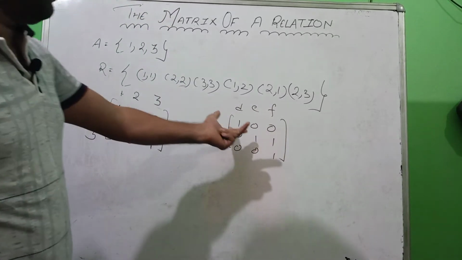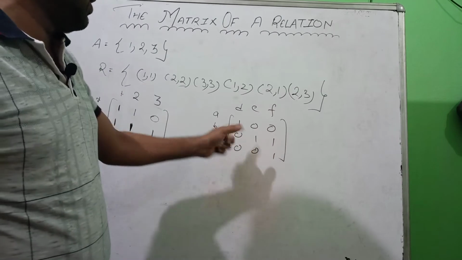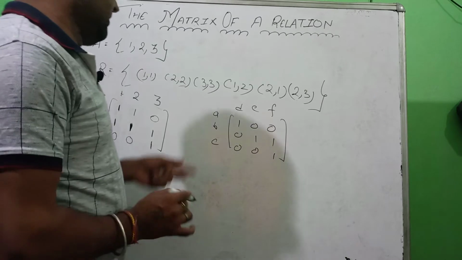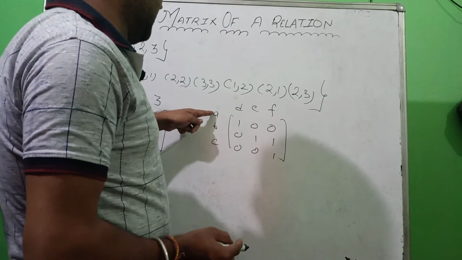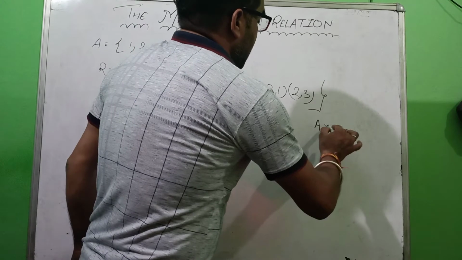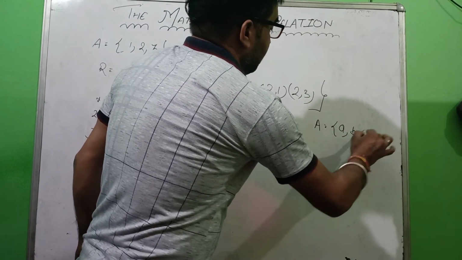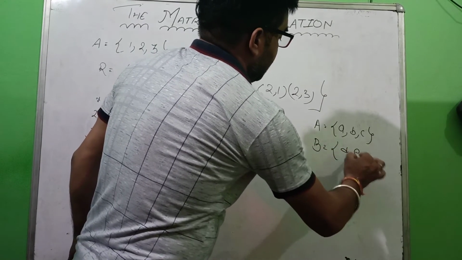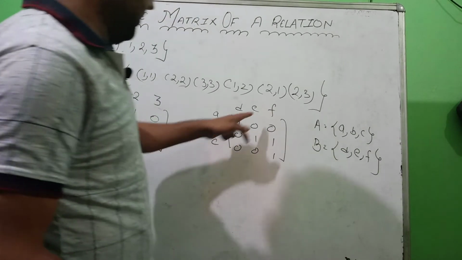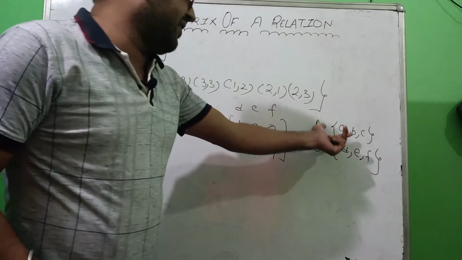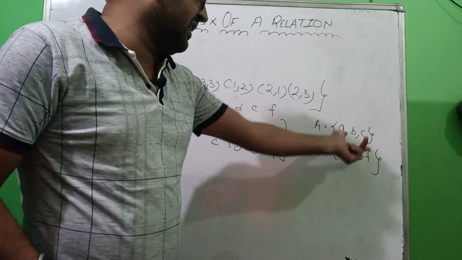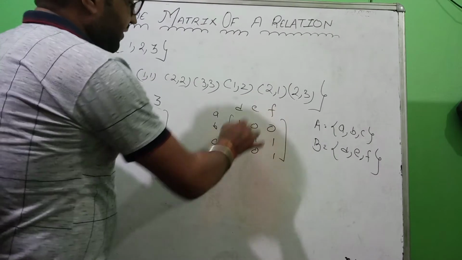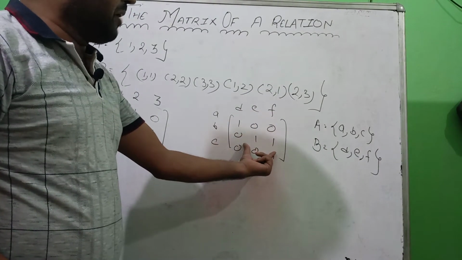Okay, and this matrix is going to represent a relation. These are the two sets you have, one set containing elements A, B, C, and the other set containing elements D, E, F. Okay guys, now these are the two finite sets we have: set A containing elements A, B, C, and the second set B having elements D, E, F. Now we want to define the relation which is represented by this matrix.